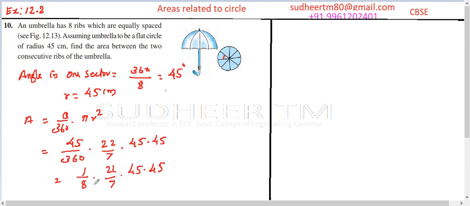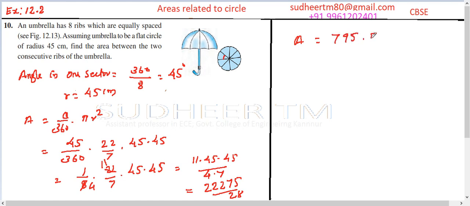Just equal to, you can cancel this with the 4, and here is 11. Nothing more. Okay. So 11 into 45 into 45 divided by 4 into 7, which is equal to 22275 divided by 28. Say A is equal to, let's do the division here, 22275 divided by 28 equal to 795.53. What is the unit? Centimeter square.